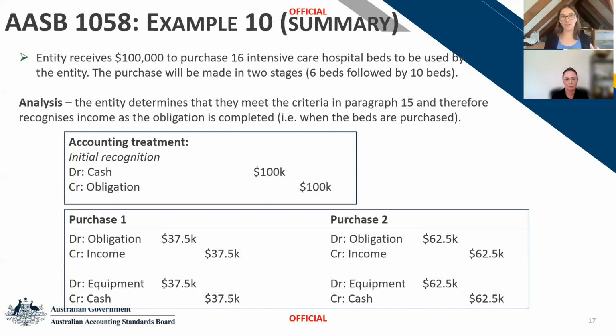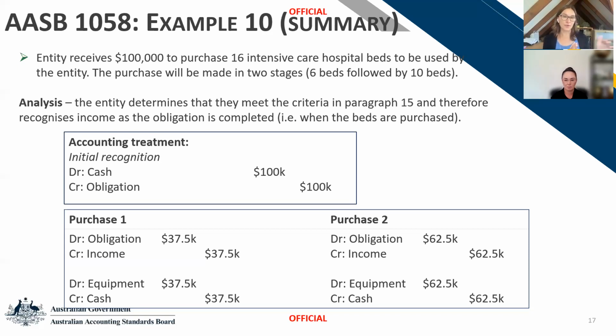So those beds, again, are going to be used by the entity. They are not going to be transferred to anybody else. And I'm making the purchases in 2 stages. So I buy some beds and then I buy some more beds. Again, I've worked through the criteria and it is deemed that I meet that criteria and I can recognise the income as I complete the obligation.